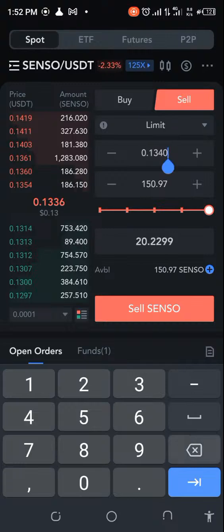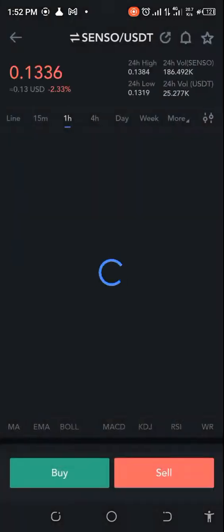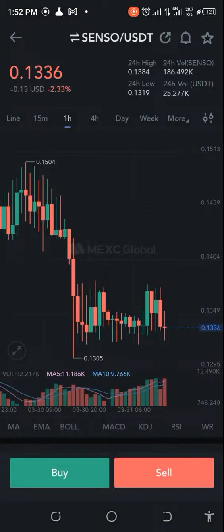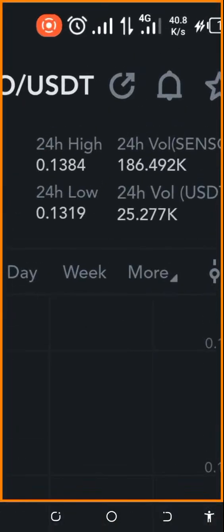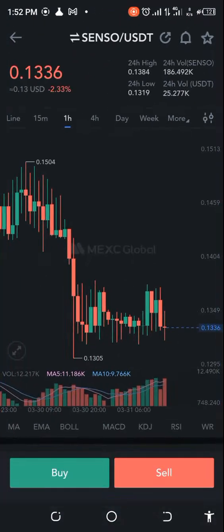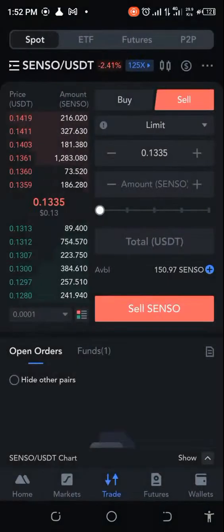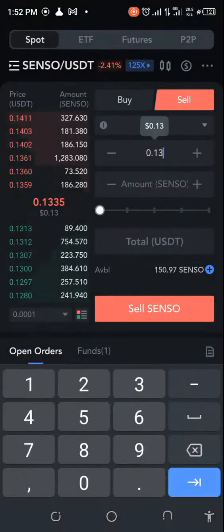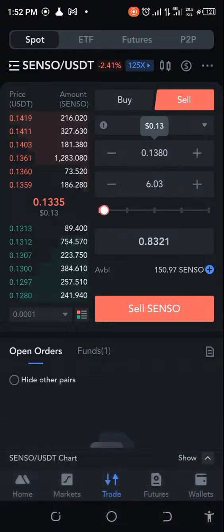Let me take this to 1390. Looks good, but would it get to 1390? Let's check it out. Its highest within the 24 hours is 1384, and the lowest is 1319. So if I choose 1380, wouldn't that still be too ambitious? Let me see if that's ambitious.